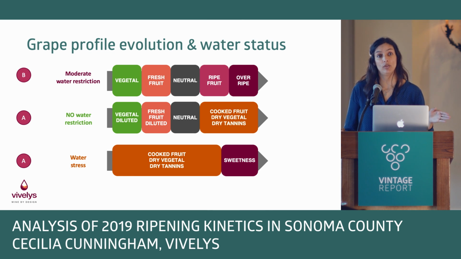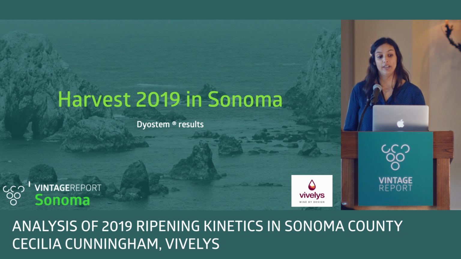When we don't reach the minimum potential and we have some stress, the situation is totally different, and it will go from veggie directly to dry, hay, diluted, and dry tannins. So really, again, we're simplifying a model, but we need to keep in mind that we need a minimum amount of sugar at this point. So any event that affects photosynthesis will have an impact on the final quality. And that brings us to what we saw this year in Sonoma County.